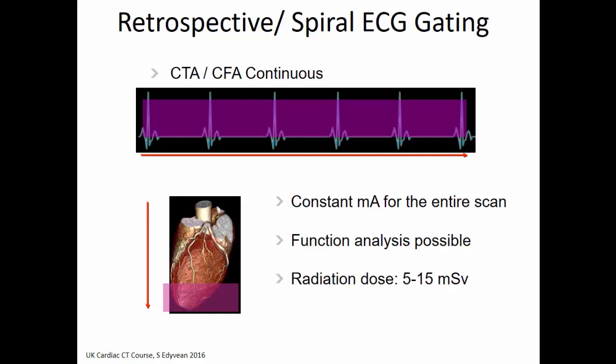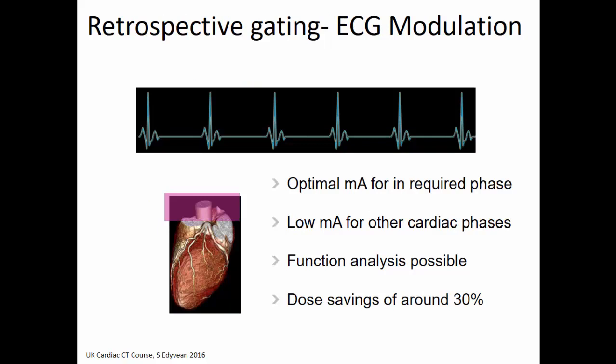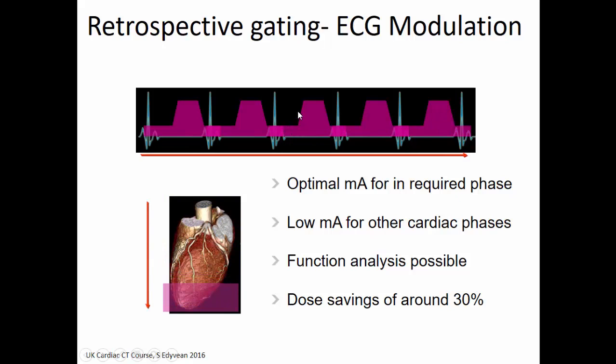So while technology in parallel allowed the prospective scanning to take place, the manufacturers were also developing the way of lowering the tube current for the parts of the heart cycle where you're not going to do any real reconstruction. You could actually still reconstruct images in this part of the heart cycle. The image quality would be poorer because you're using lower radiation dose. So this purple thing is the level of the tube current. But primarily, you're looking at collecting data from this part of the heart cycle.